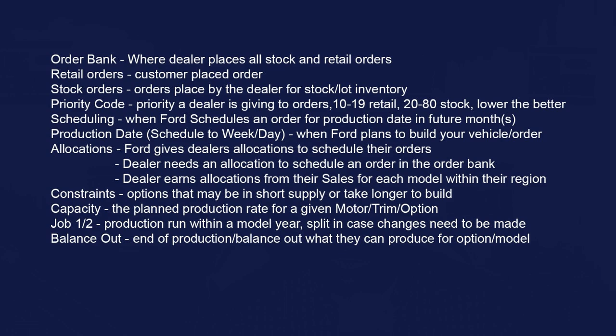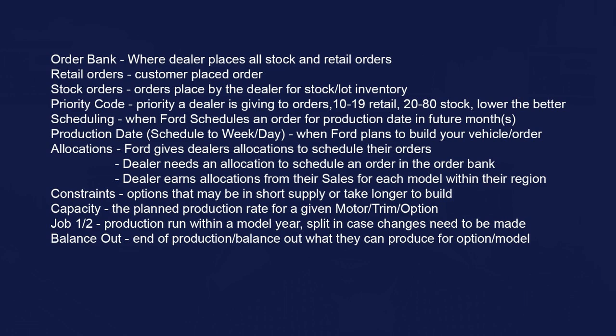So right now there's an 03 to 19 for retail orders and 20 to 80 for stock orders. Lower the better. It's kind of like golf score, so you want a lower number. That's why retail orders are always looked at before a stock order, as long as the configuration is correct of what they're looking for.